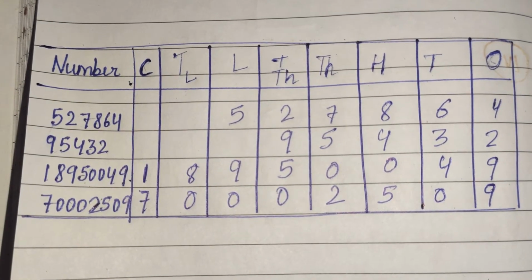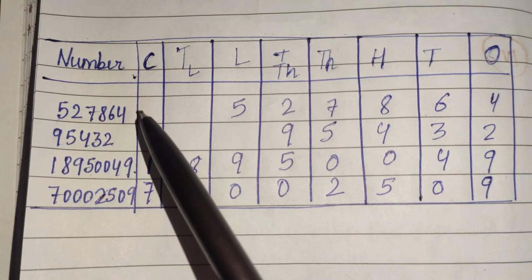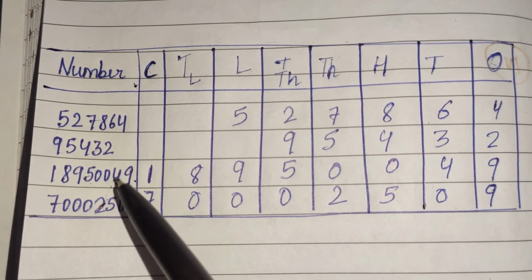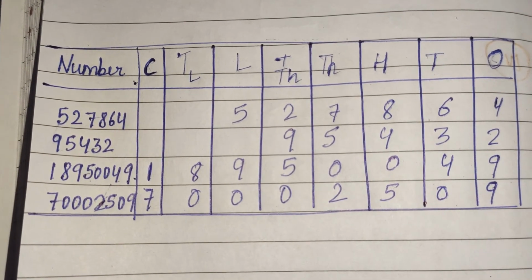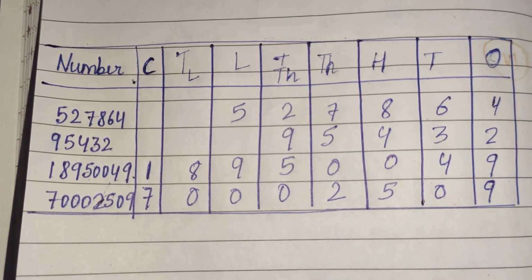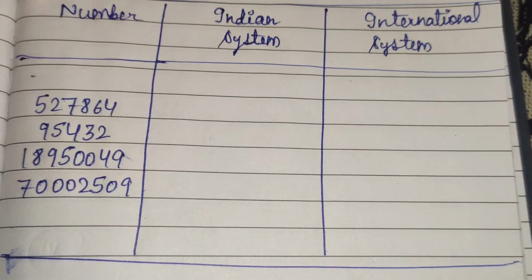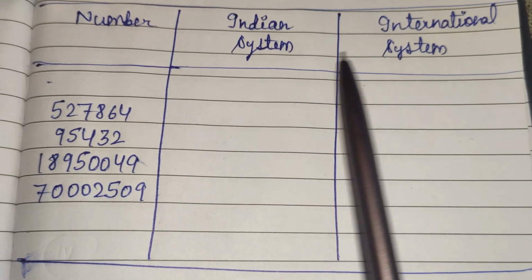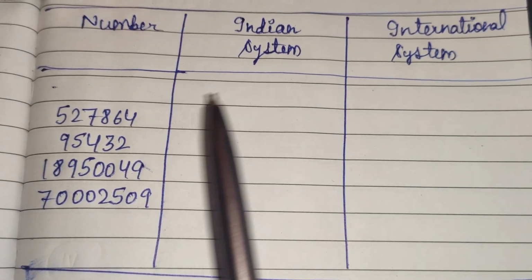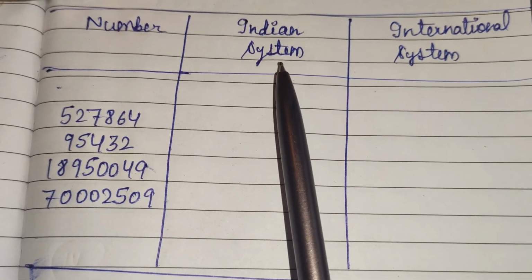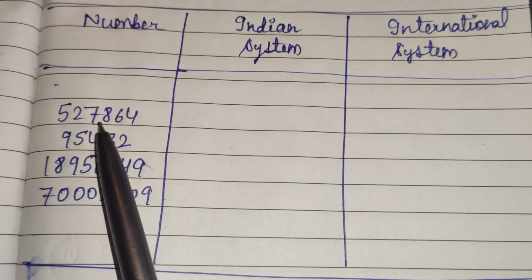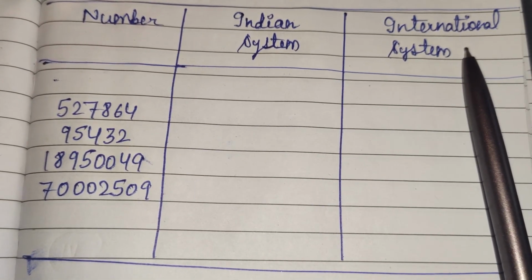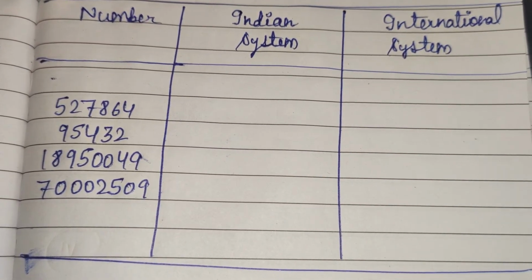After that there is one more question: write all the numbers in Indian and international system using commas, and after that write ascending and descending order. Now in this we are required to write the numbers in Indian system as well as in international system using commas. So you will know that in the Indian system the comma is placed after the first 3 places and then after every 2 places, and in the international system commas are placed after every 3 places.